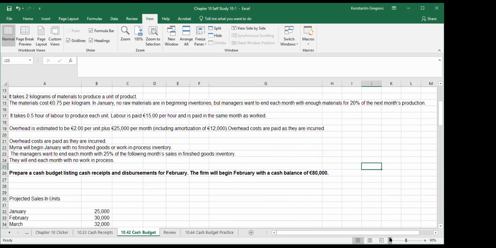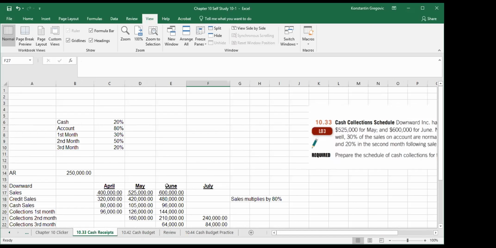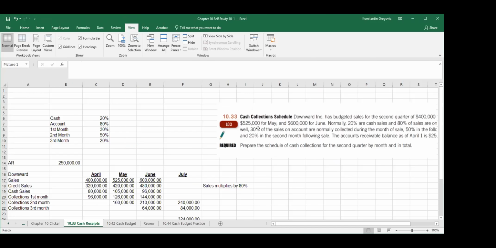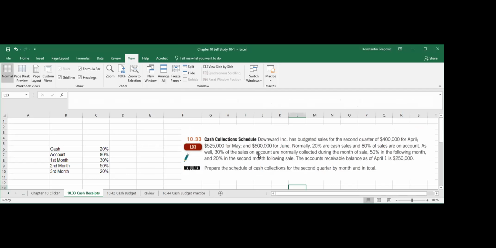And I want to do a simple example here. That one's a long one. Let's do a cash receipt example. So let's take 5 minutes to go over this. So this is 10.33. Not sure what page that is at. Let's quickly go over and do, we've got Downward Inc.